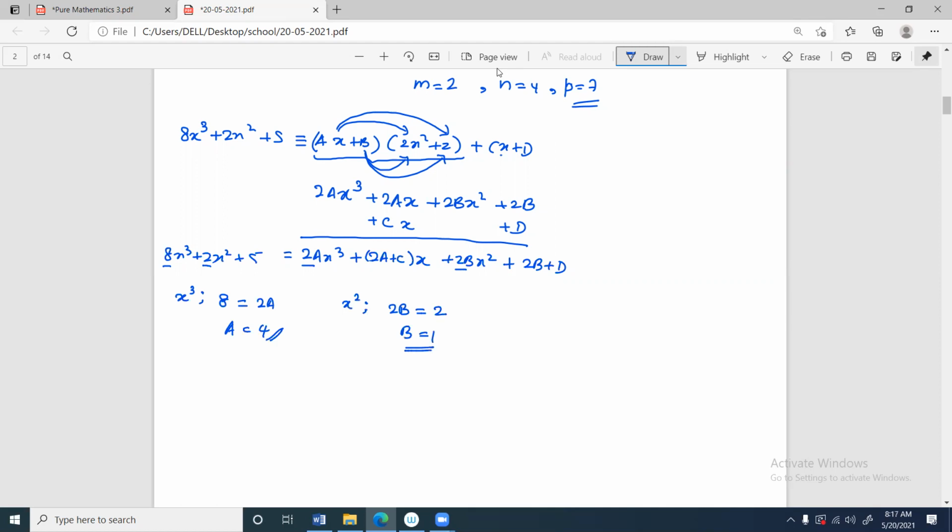Then we consider the coefficient of x. Here there is no x term, so it's 0. From this side it's 2a plus c. That is 2 times the a value we already found. From here it says 8 plus c equals 0. Therefore c becomes minus 8.